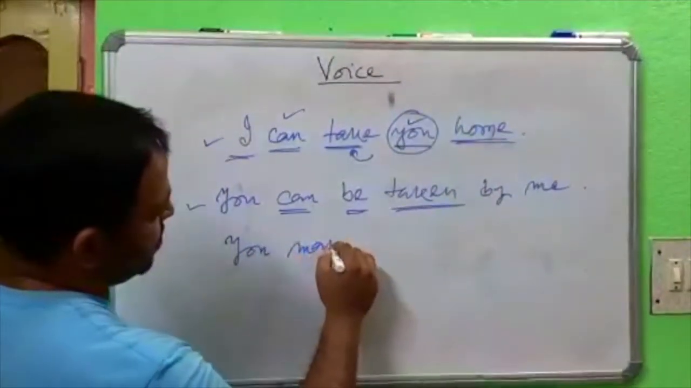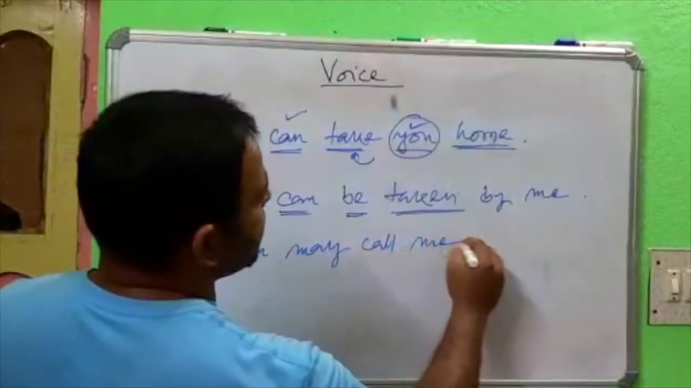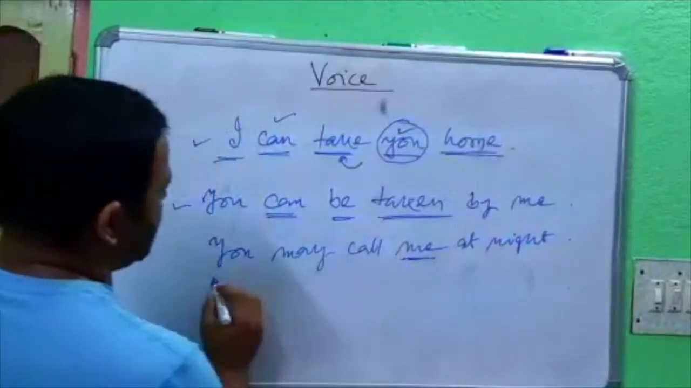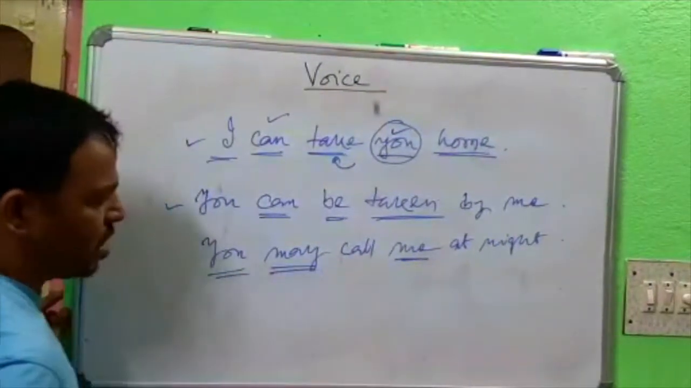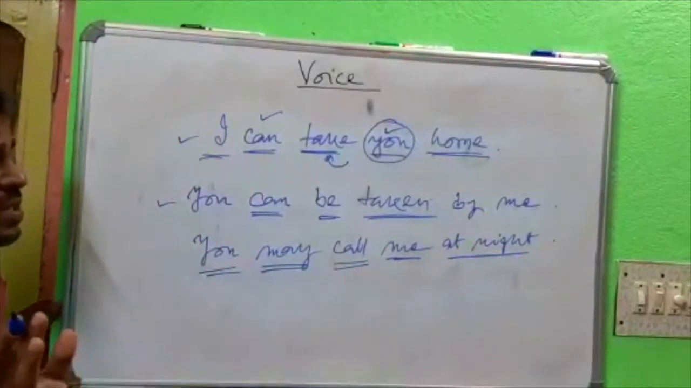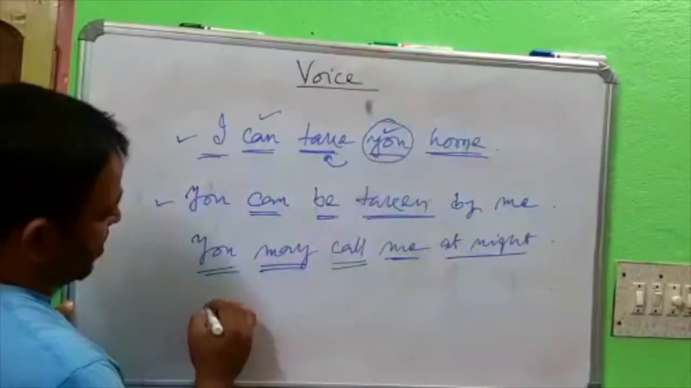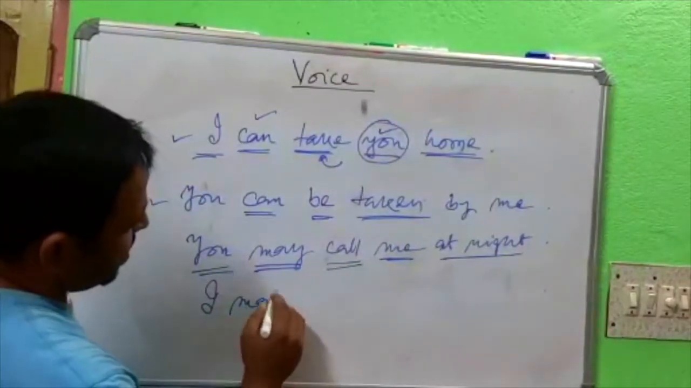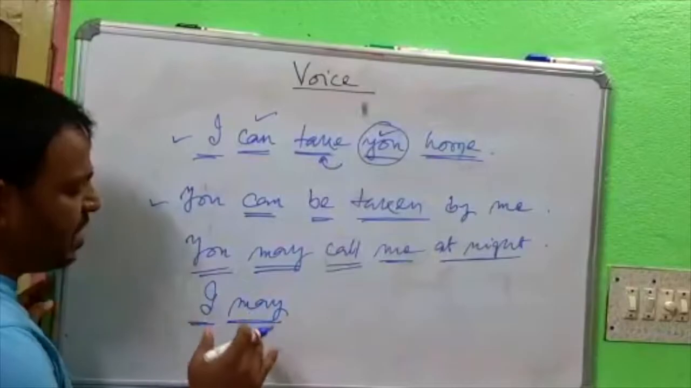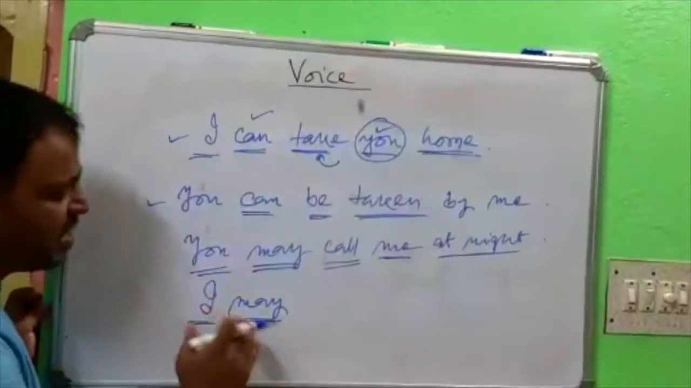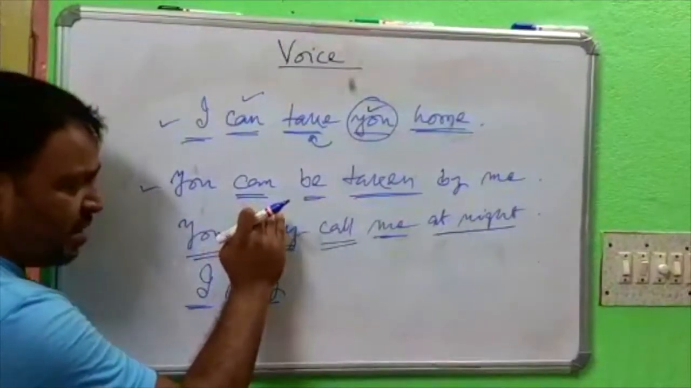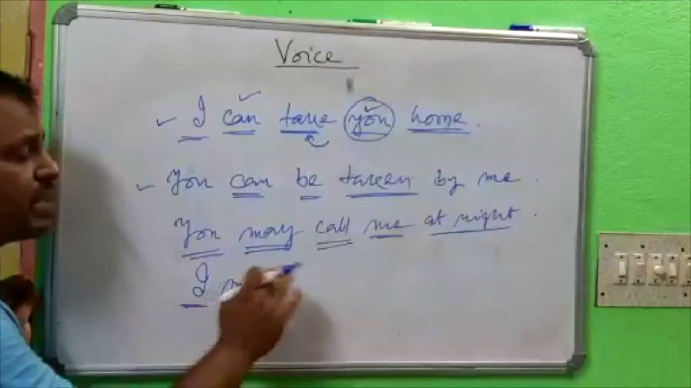You may call me at night. Me is the object here, you is the subject, may is the modal auxiliary, call is the finite verb, at night is the place of time, that means adverb of time. May would remain unchanged with any form of subject, whether it is I or me, you, he, they, we, whatever it is. If it is may in active voice, it must be may in passive voice.